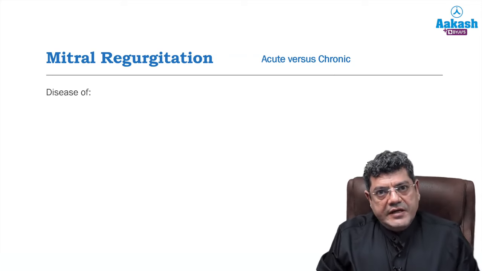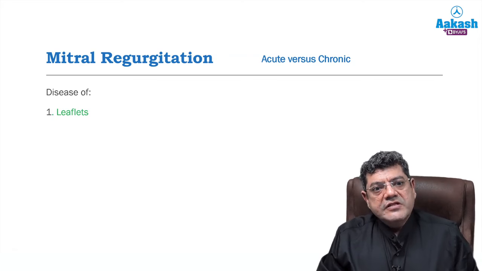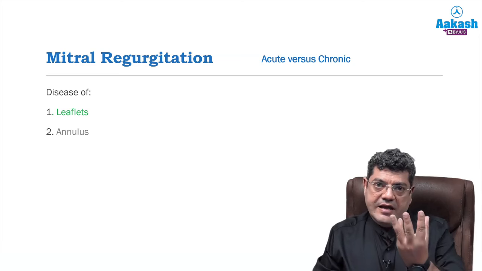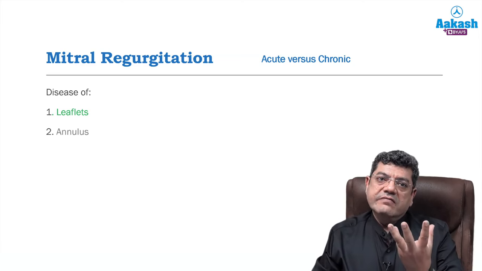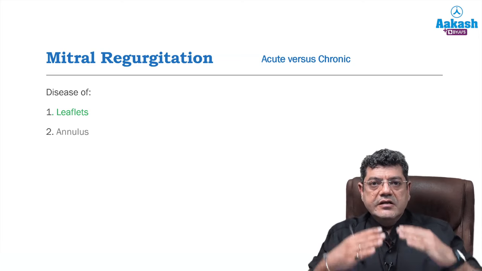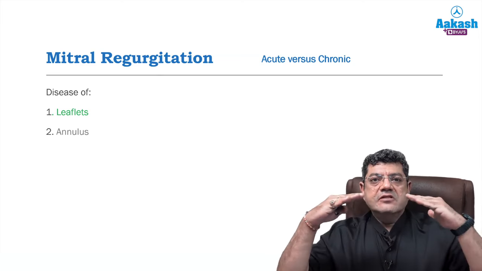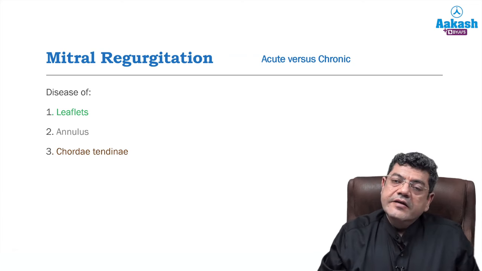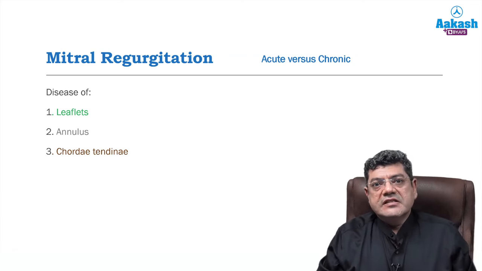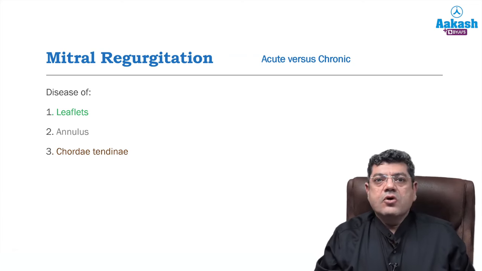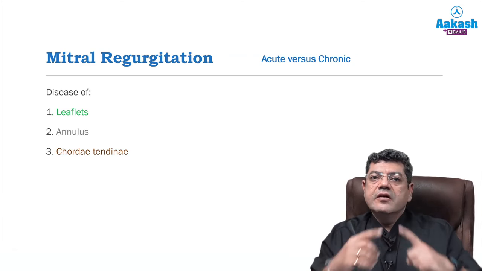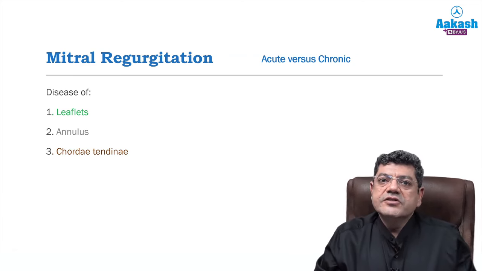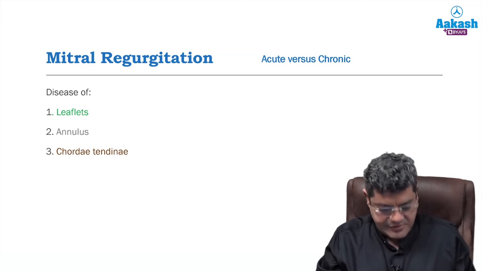So mitral regurgitation can be because of disease of the leaflets or the annulus itself. If the annulus stretches very widely, the leaflets will not coapt if the annulus is very large. The chordae tendineae, right? If the chordae tendineae rupture, for instance, then that ruptured chorda will not be able to hold the valve in place when the ventricle contracts, and therefore it will allow a regurgitant jet into the left atrium, correct?